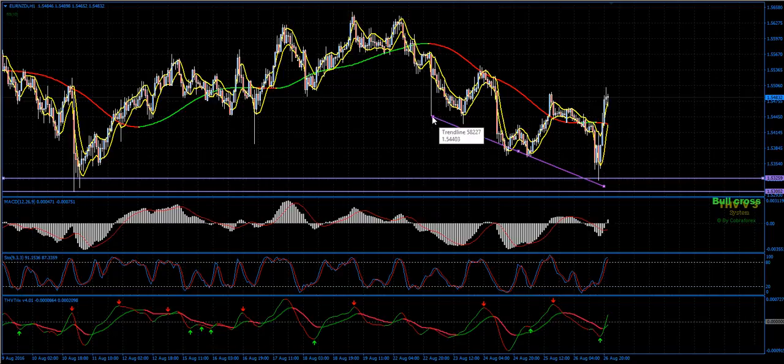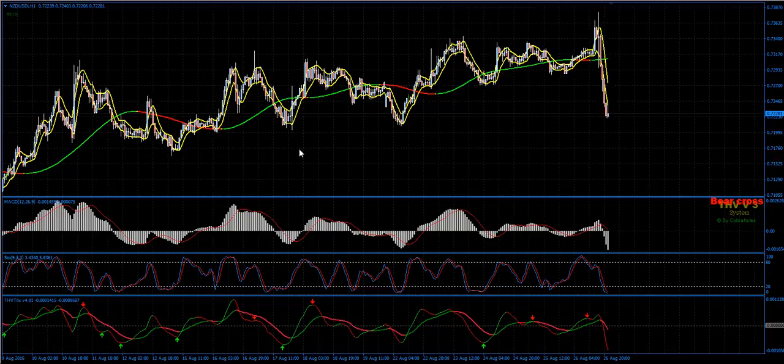But again, trend lines combined with CRT levels or some other form of support and resistance. Let's see if I can find another one here.